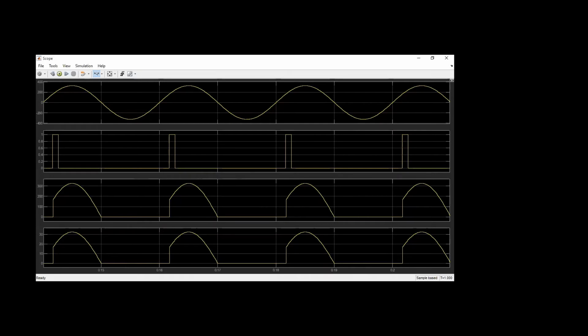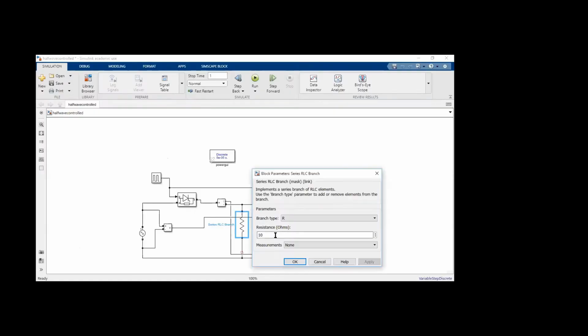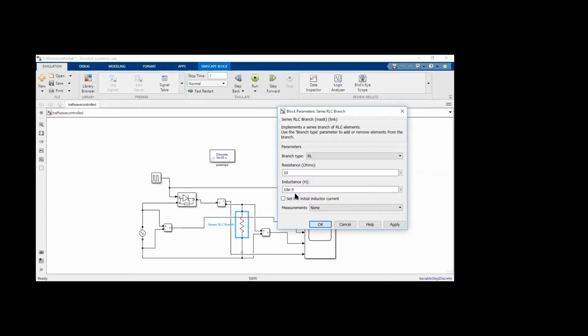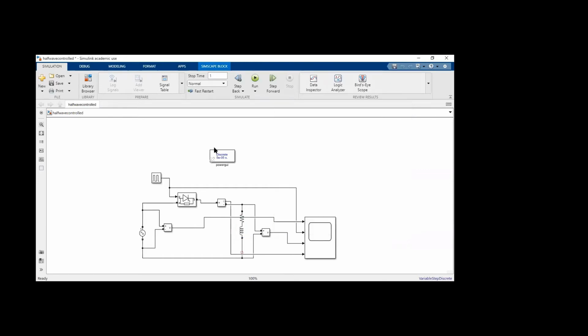Now one is the voltage source, one is the current source. Now what I am doing, this is with R load. Now the same circuit I will consider with RL load. R is 10 ohm, inductance is 10 millihenry, that is 10 e power minus 3. Now I will run the model.